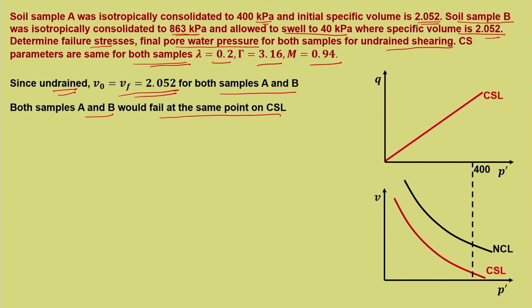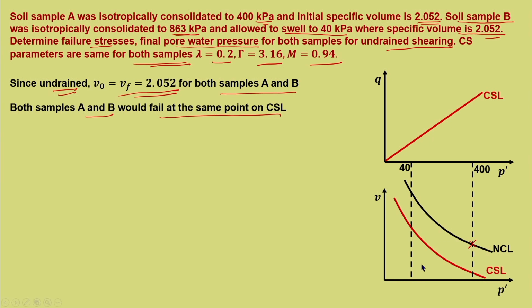The first sample is at 400. So, now this is a normally consolidated point. So, this is the starting point. So, this is the required point. Now, the next sample has been unloaded to 40 kilopascal from 863. For us, loading to 863 is not very important, it will be somewhere down, and from there it will be unloaded so that it reaches the final state on the unloading curve. So, this unloading curve comes from somewhere down. I am not drawing it here, but we need to understand that.